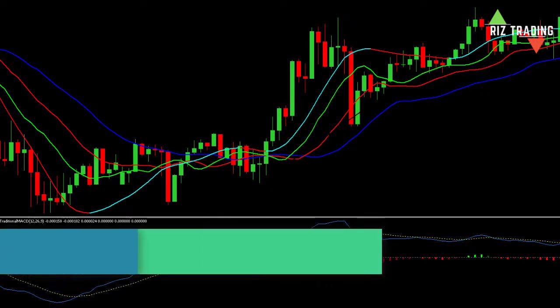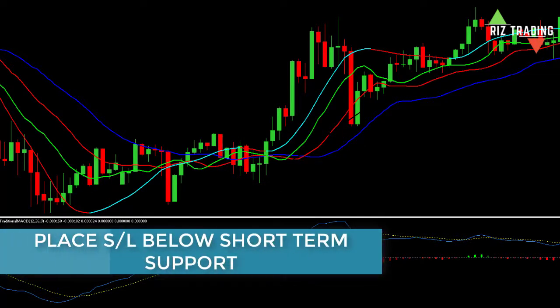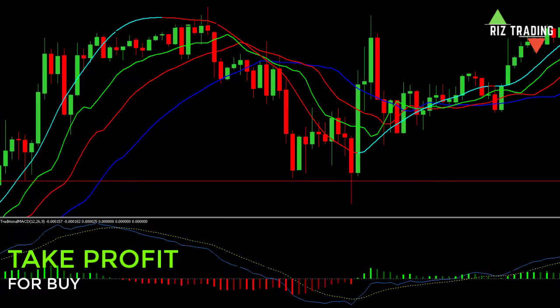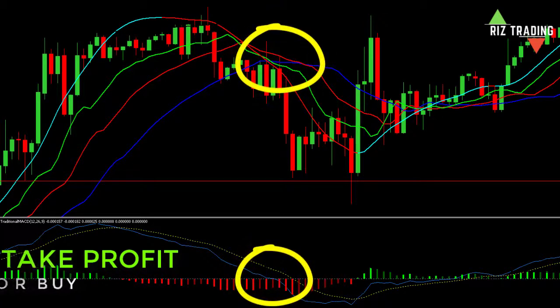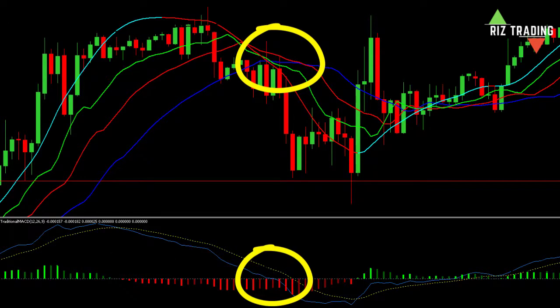Suggested stop loss for buy. Place stop loss below short-term support. Suggested take profit for buy. If the blue line of the alligator indicator intersects the other two lines and it also crosses the Hull moving average, and the blue line of the MACD indicator goes below the zero level, then an exit or take profit is recommended.